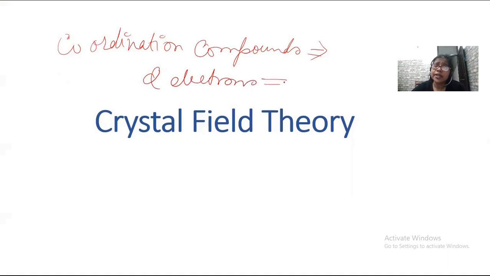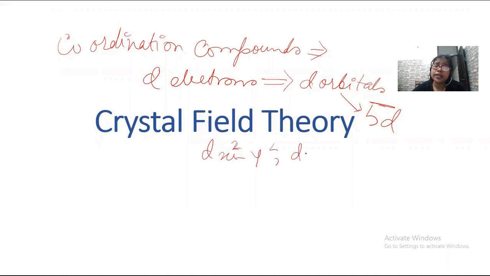What is this d electrons? The electrons that are present in d orbitals. Now, how many d orbitals are present? We have 5 d orbitals, right? What are these? They are dx square minus y square, dz square, dxy, dyz, and dzx.